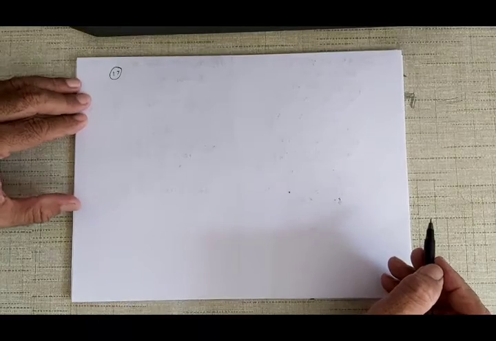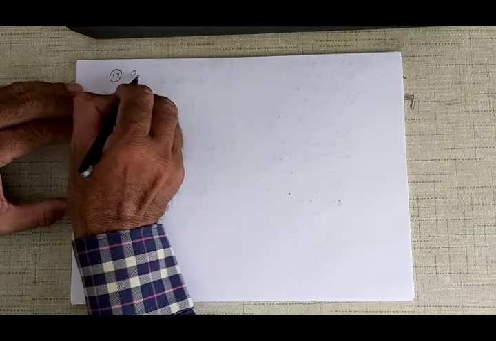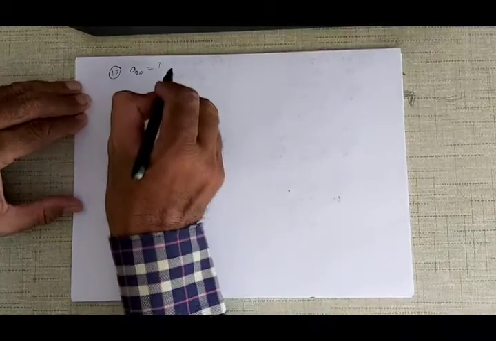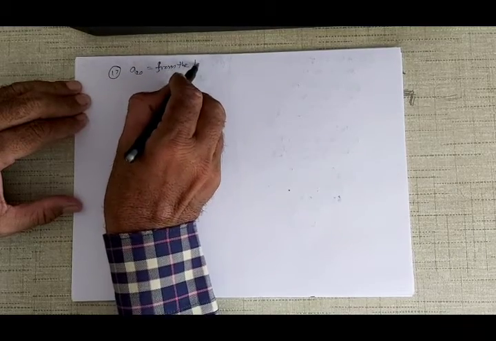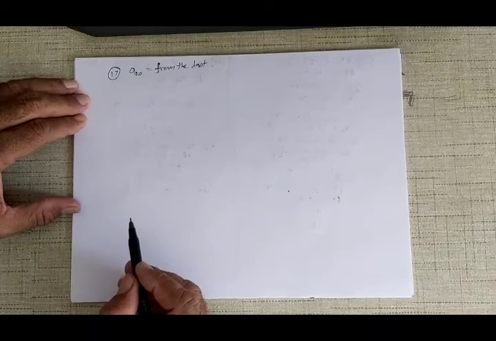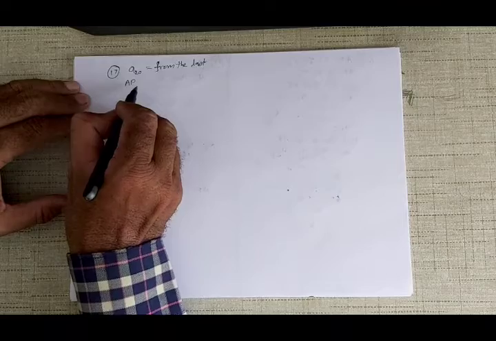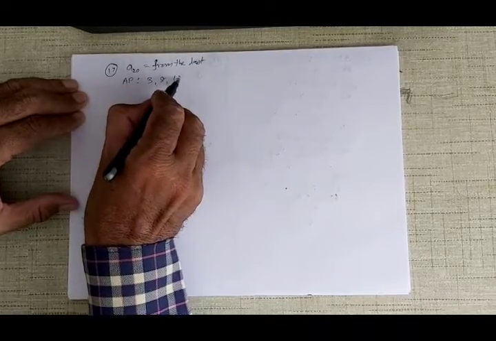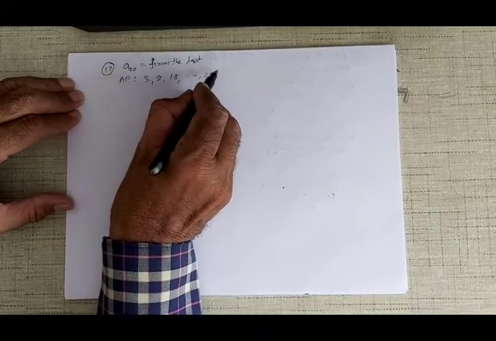Number 17 says that find the 20th term of the AP. The 20th term, this is what you want to find. Find the 20th term from the last term of the AP. Okay, AP is equal to what? 3, 8, 13, dot dot, and 253.